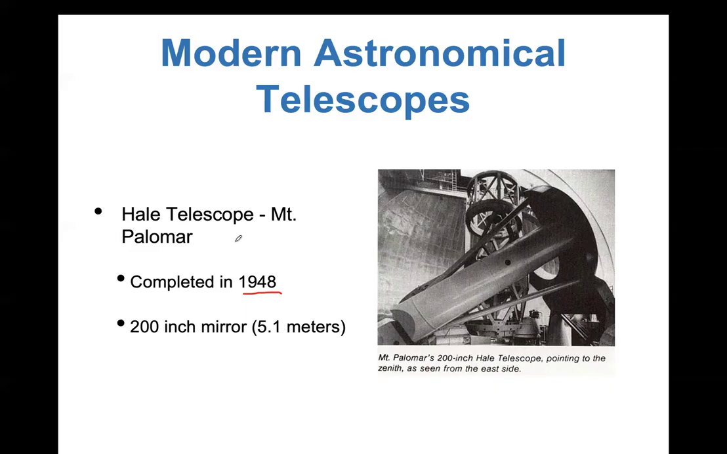Examples include the Hale telescope, which was placed on Mount Palomar here in California. It had a 200-inch mirror, so it was a reflecting telescope completed in 1948, and that size is equivalent to 5.1 meters. Right here, you can see the large reflecting telescope, the Hale telescope.